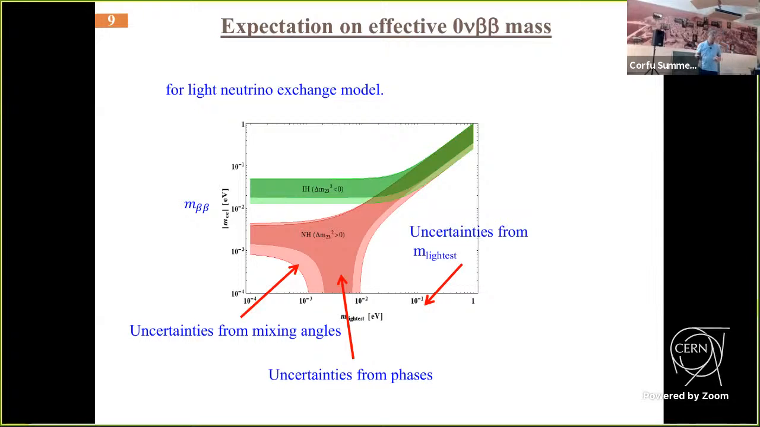So we have two different scenarios, for the inverted ordering and the normal ordering. But this is the uncertainty we have from the current known parameters. The phases we don't know, so there is interference between the phases, and even for quite a high lightest mass, the effective neutrino mass may be 0. So in these cases we cannot discover it experimentally.